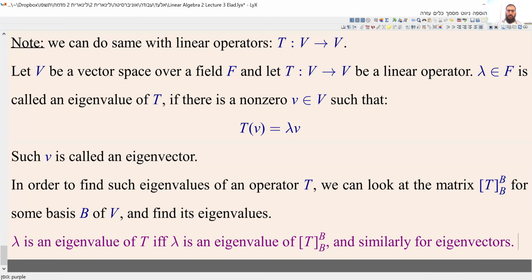So one does not actually have to talk about linear operators. He can do all the talk with matrices and he is going to be fine. We can say the same thing about diagonalization.